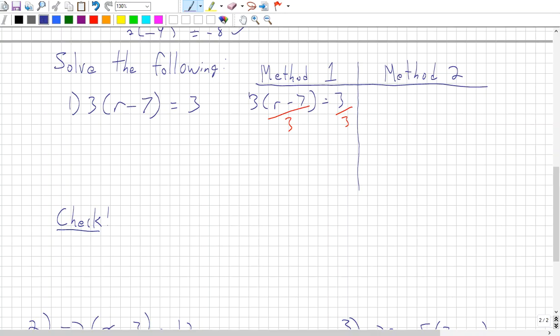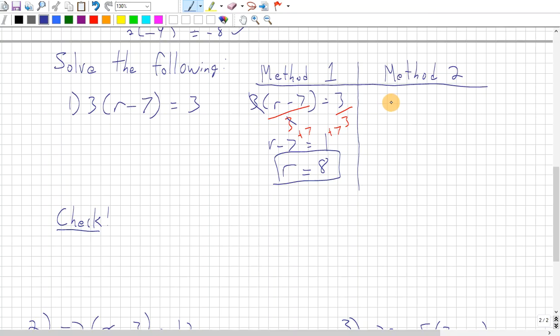On the left-hand side, of course, it cancels that 3. I'm left with just r minus 7, eliminating the brackets because nothing is acting upon the r minus 7 anymore. It's gone. And that's equal to 1 because 3 divided by 3 is 1. My last step is to add 7 on both sides, because that's the opposite of subtracting 7, which gets me r on the left-hand side is equal to 8.